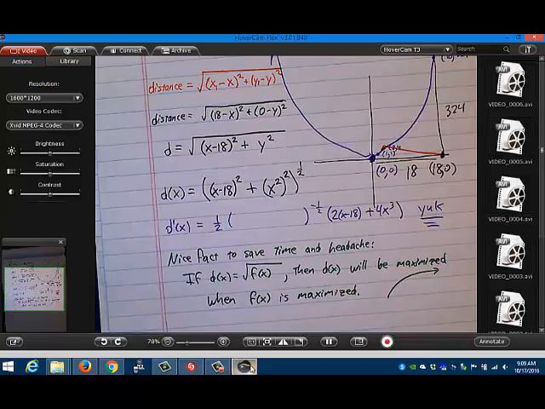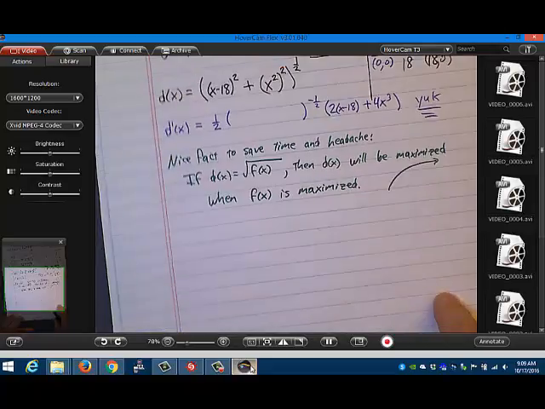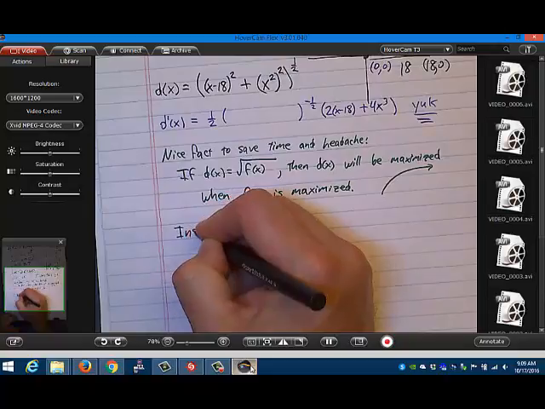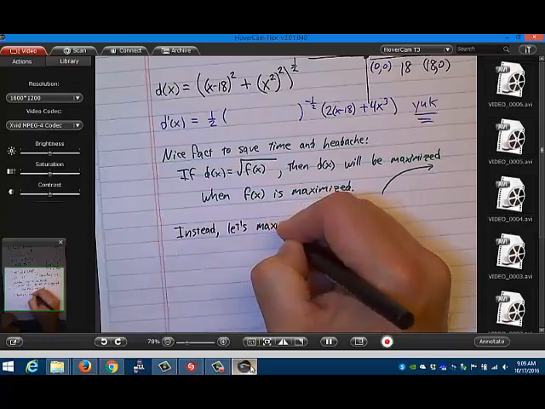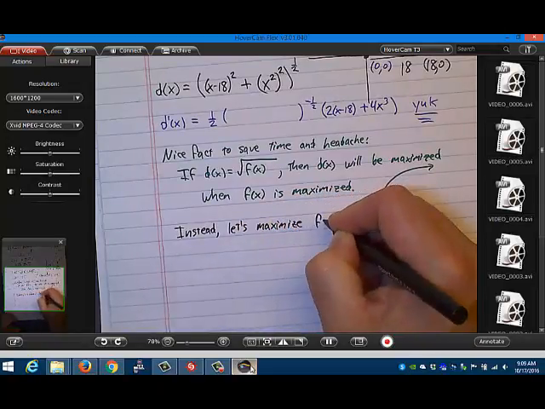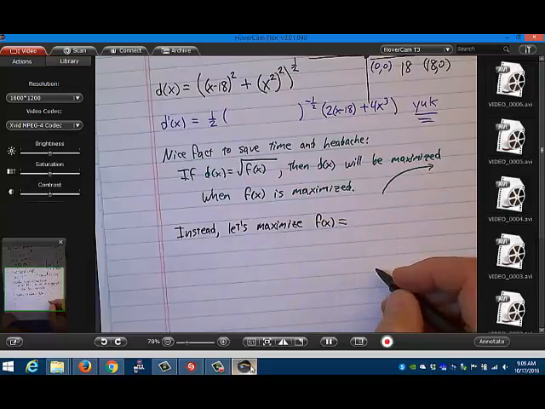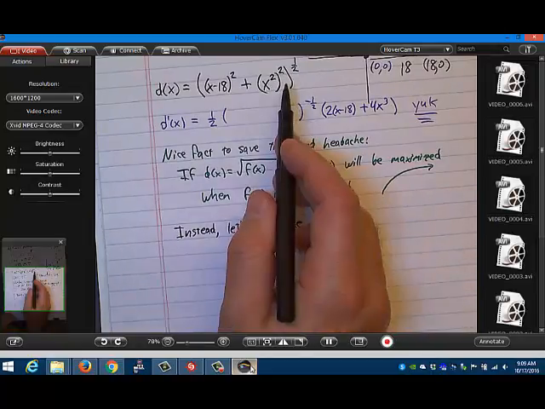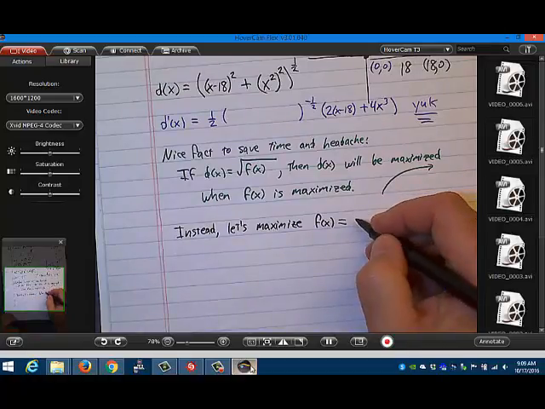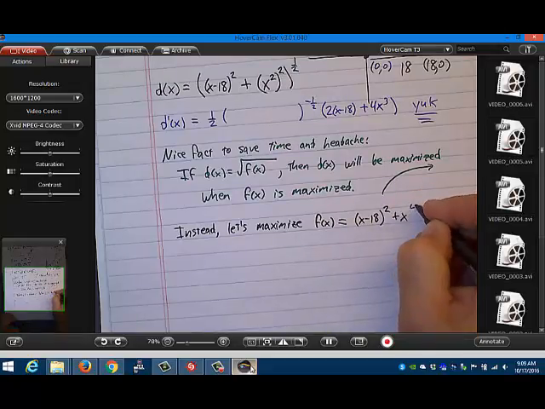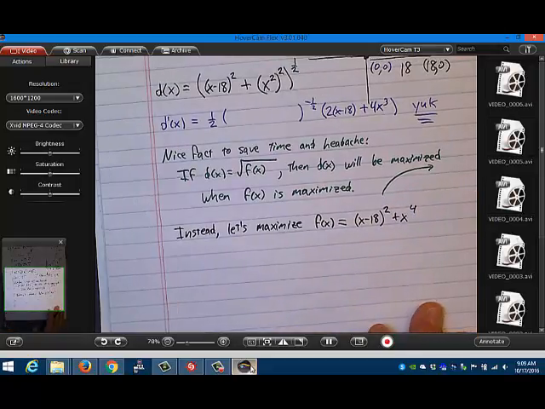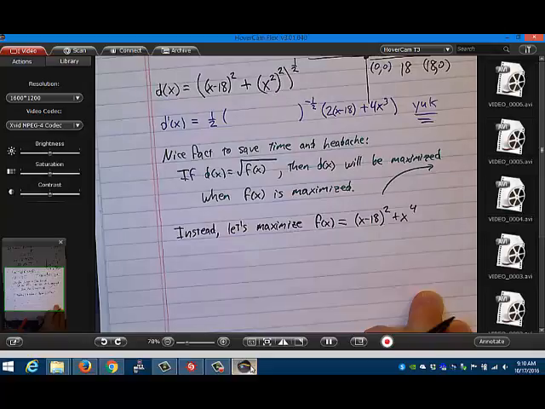If you believe that fact, we can make the problem a lot easier. So allow me to do this instead. Let's maximize what? F of x is equal to just the inside part, not the 1/2 power. F of x is, we said, (x minus 18) squared plus x to the 4th. Let's maximize that. Is that okay with you guys? Here we go then. Let's maximize it.